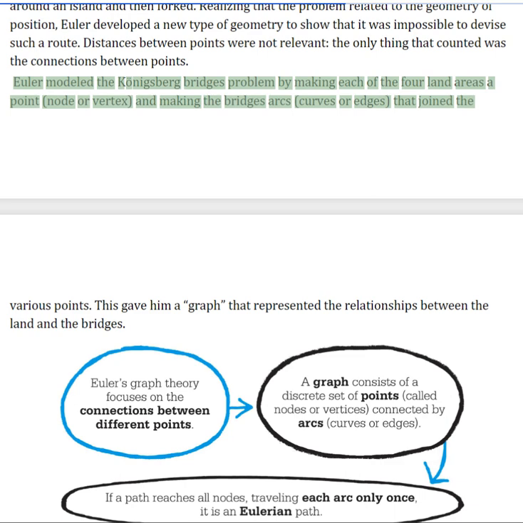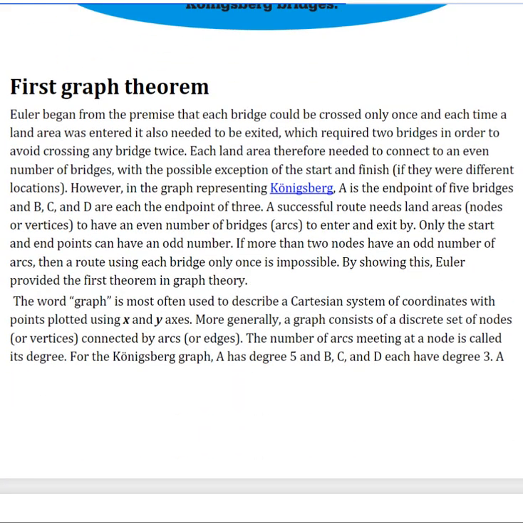Euler modeled the Königsberg Bridges problem by making each of the 4 land areas a point, and making the bridges arcs that joined the various points. This gave him a graph that represented the relationships between the land and the bridges.